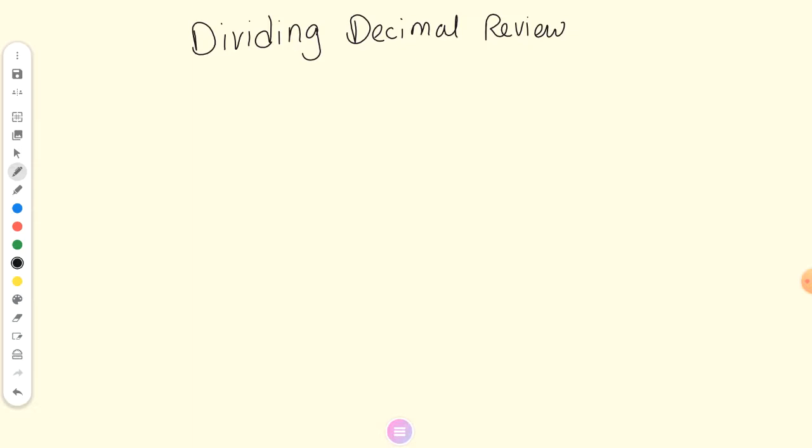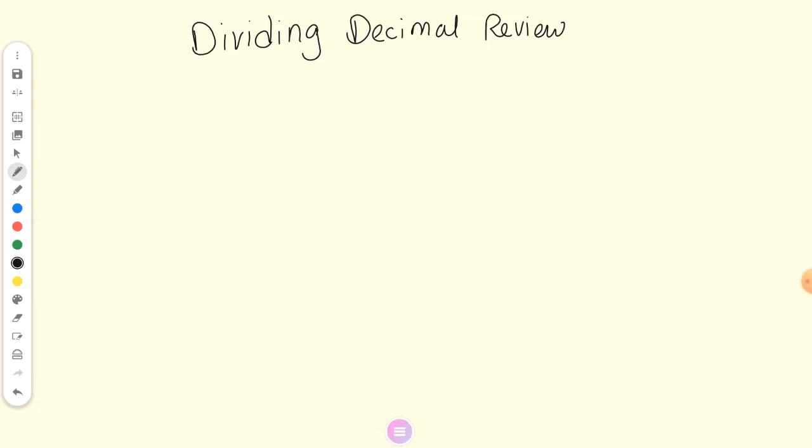Kendall: 1/10 times to the right. So that is if I am dividing by powers of 10. You're not wrong, but we're not dividing by powers of 10 today. But you're right, 1/10 times to the left, or we move the decimal point to the left. Harper? You have to make the divisor a whole number. Yeah, you have to make the divisor a whole number.